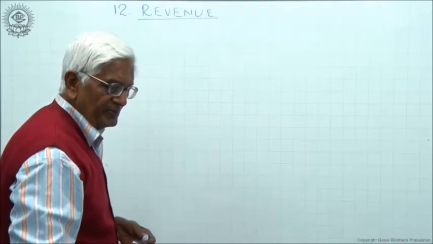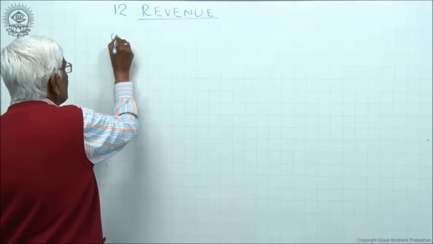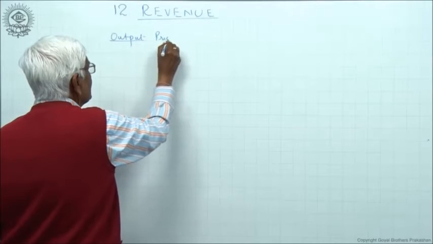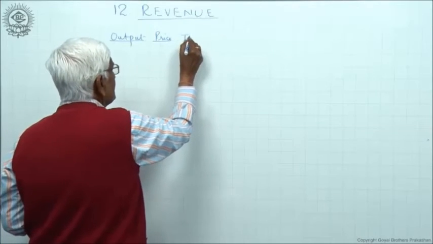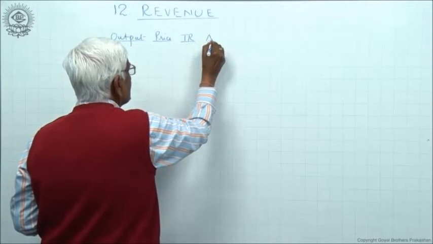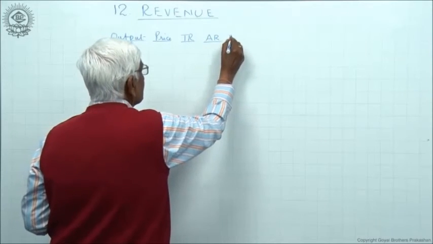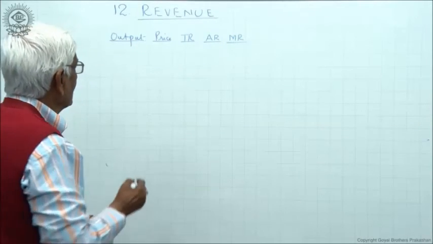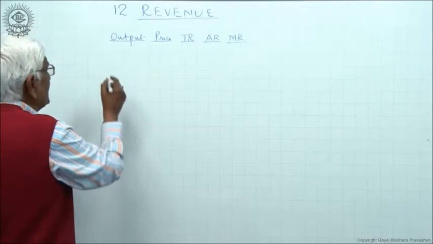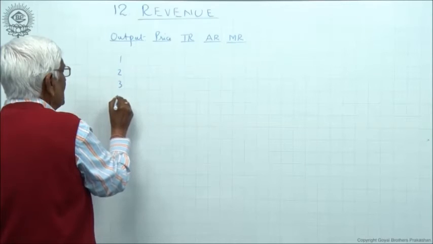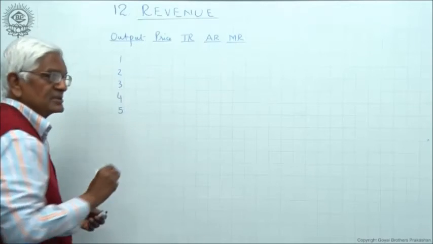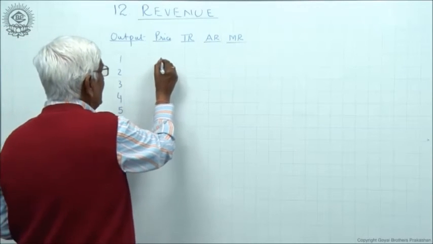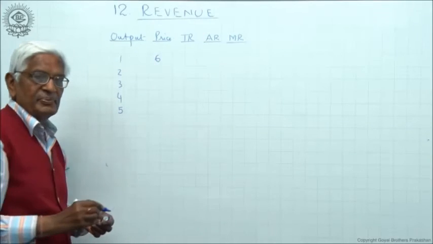We prepare a table. We can take the table as an example. We have output, price, TR, AR, MR. We take these 5 things. Suppose output we take 1, 2, 3, 4, 5 units, up to 5 units. Suppose 1 unit can be sold at ₹6 per unit.